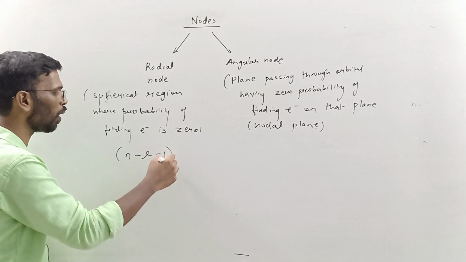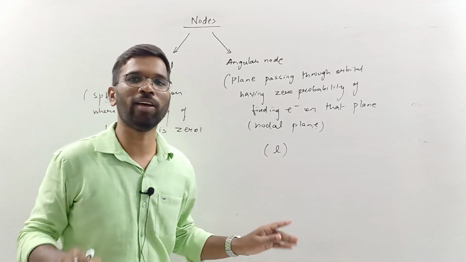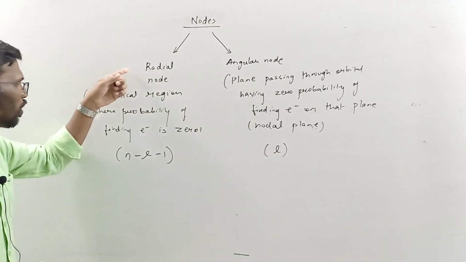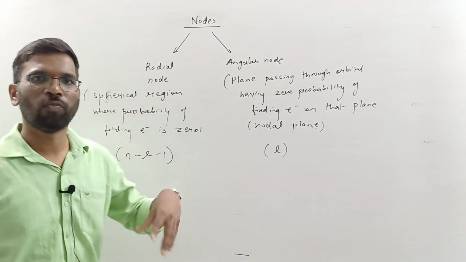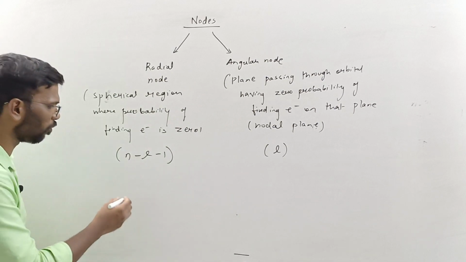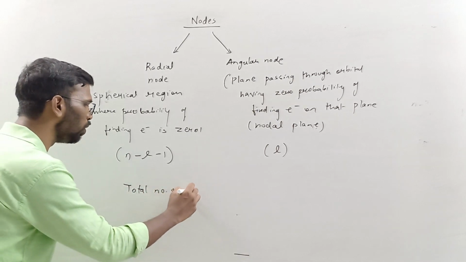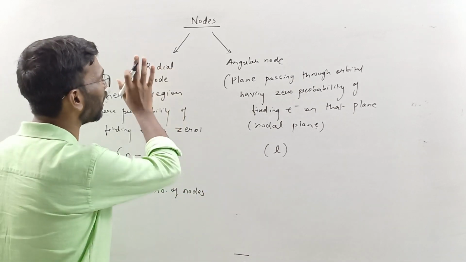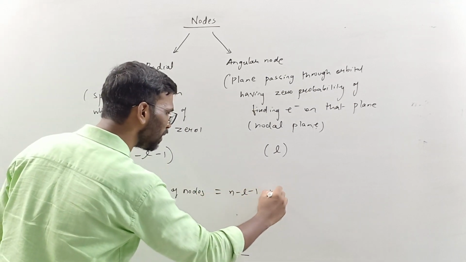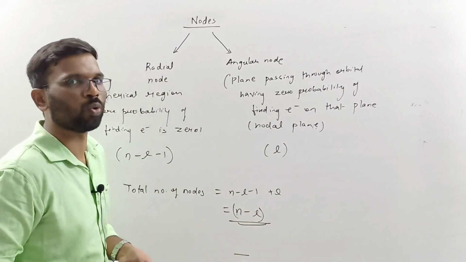Now if we talk about the formulas, the formula for the radial node is given as n minus l minus 1, and for the angular node it is just given by l. Means the angular node will just depend on the shape of the orbital, right? And the radial node will depend on which shell it is present in, right? And if I talk about the total number of nodes in a given orbital, that is radial node plus angular node, it is n minus l minus 1 plus l, which is equal to n minus l, right? So that is how you can find the total number of nodes.